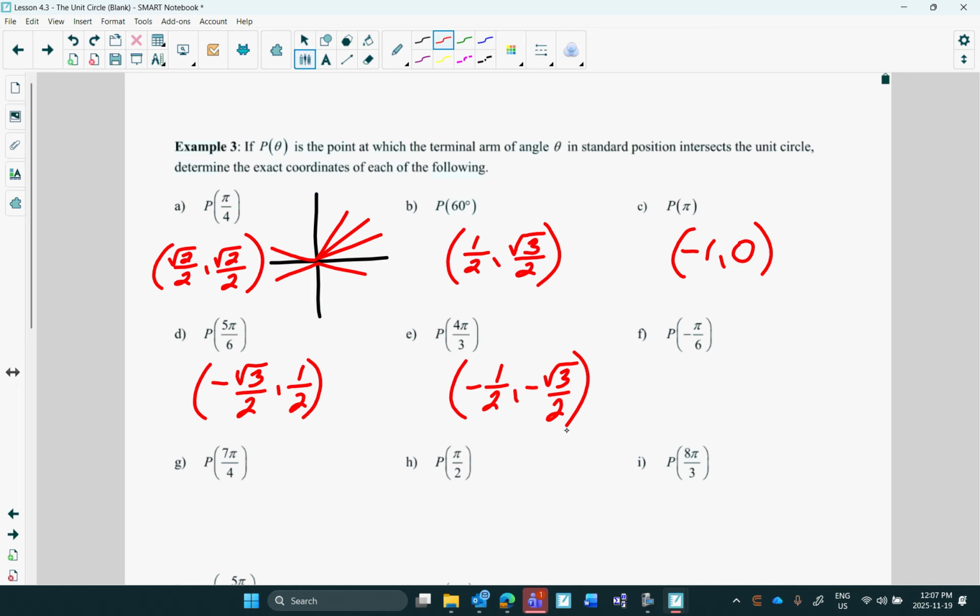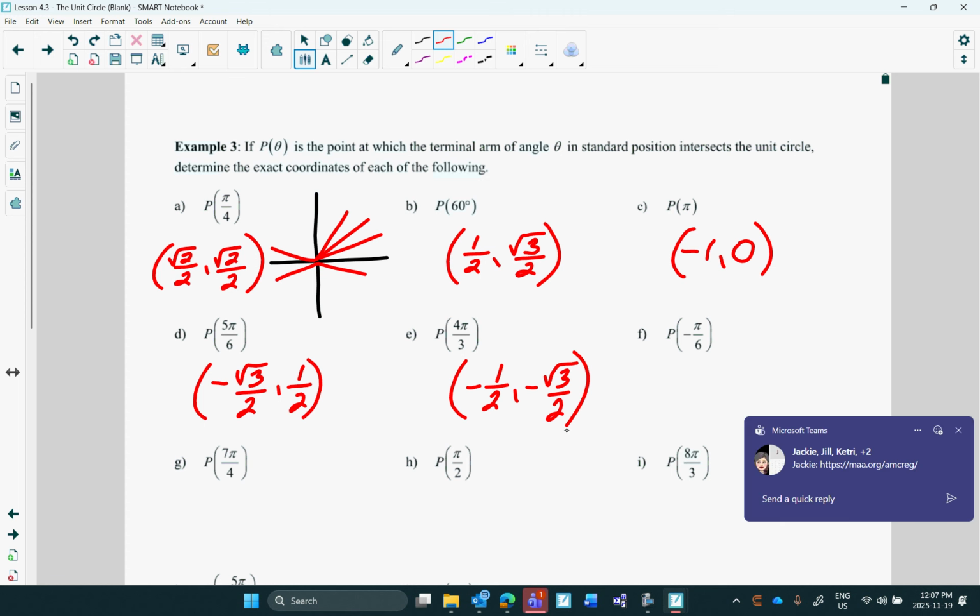Negative pi over 6. Well, this is pi over 6. Wouldn't negative pi over 6 go to here? So what's that point? Root 3 over 2, negative 1/2.